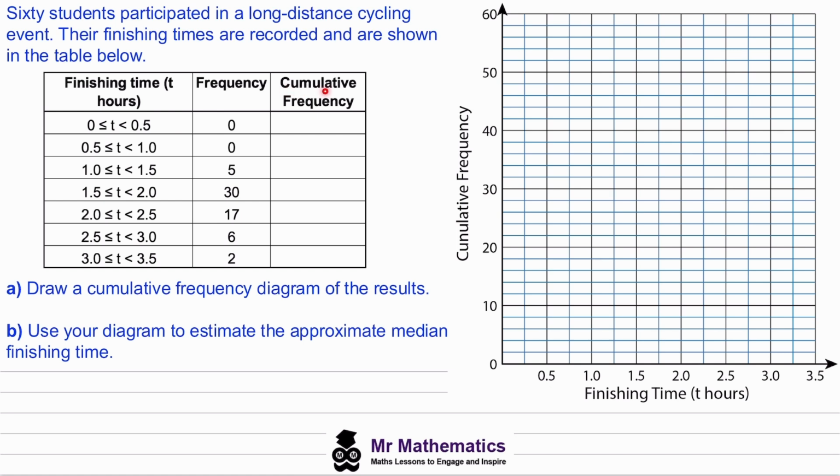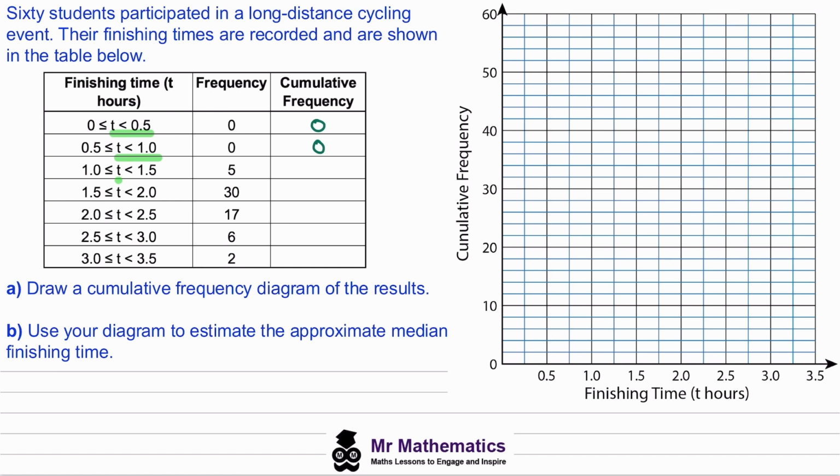So the word cumulative means a running total, and cumulative frequency means the running total of the frequency. So what we do is we plot the upper limit of the time, in this case 0.5, against the frequency up until that point, which you can see in this case is 0. And we carry this on through the rest of our table. So now we're looking at the total number of students who had a finishing time of less than 1 hour, which you can see is still 0.